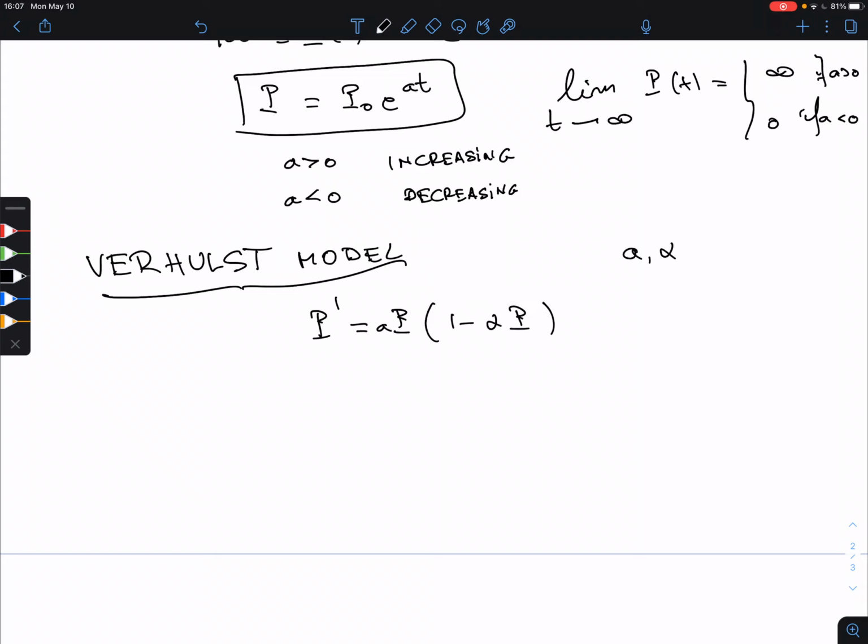Where A and alpha are again constants that depend on the particular type of population you look at. So they are concrete; they could be concretely calculated. Okay. So this is a totally different thing.